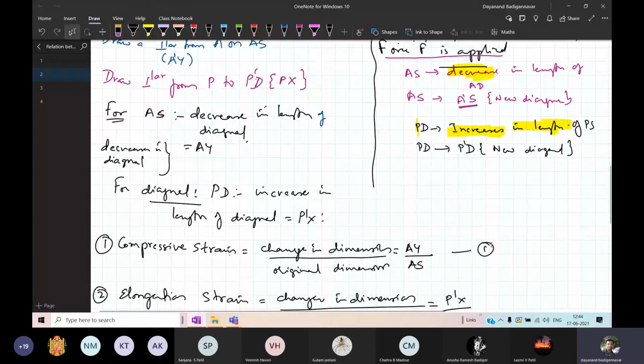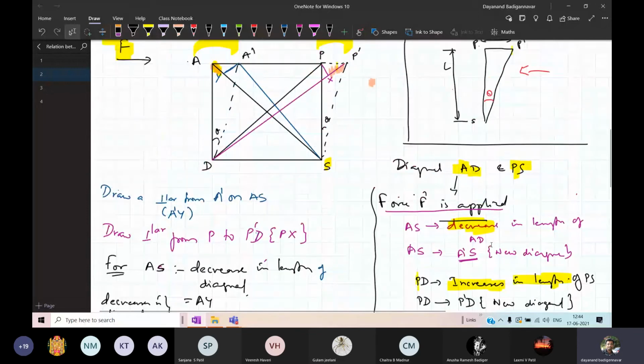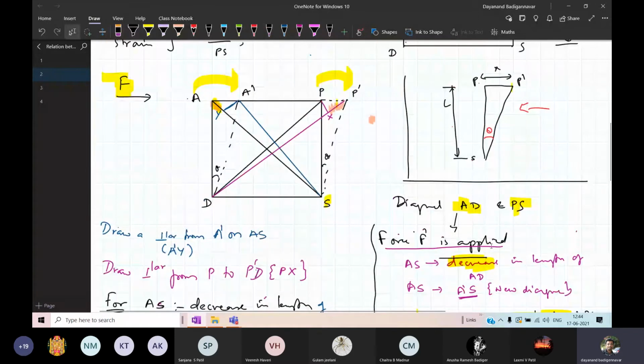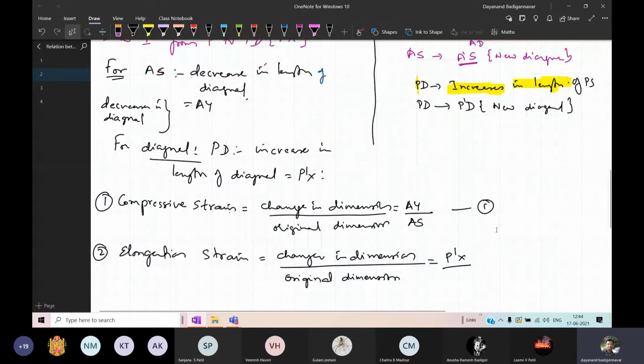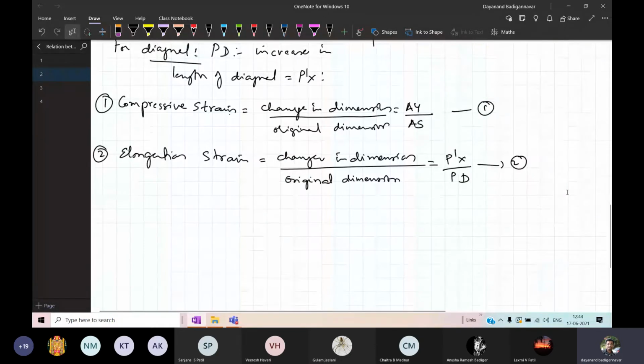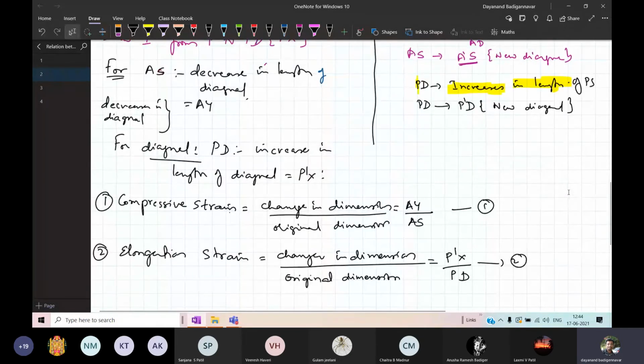What is the original dimension? It is PX or PD. I have to write it as PD. So this is equation number 2. So we have got the elongation strain. We have got the expressions for compressive strain and elongation strain, and now we have to find the values.